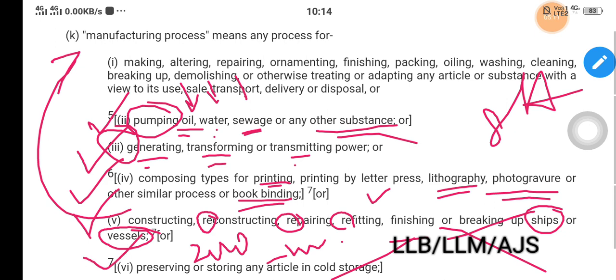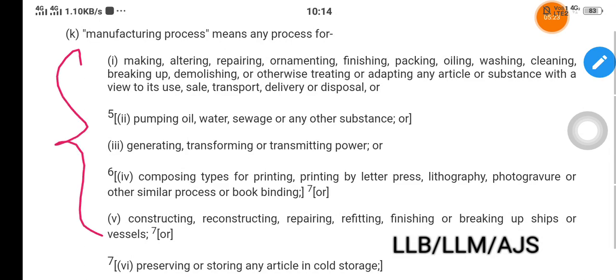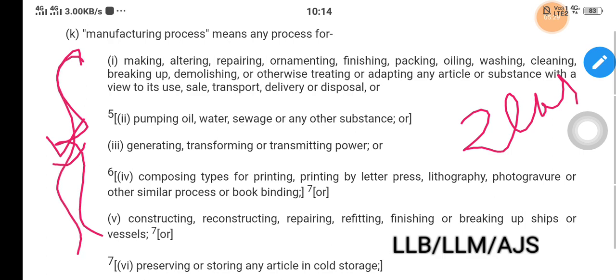And 6. Preserving or storing any article in cold storage. Storing is also included in manufacturing process. So this is the definition of manufacturing process, section 2K, a very complicated definition, so we have to remember all those words.